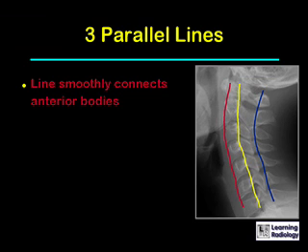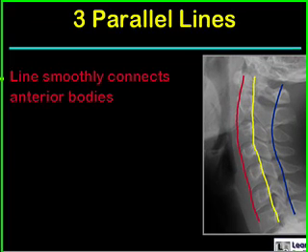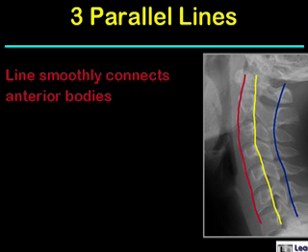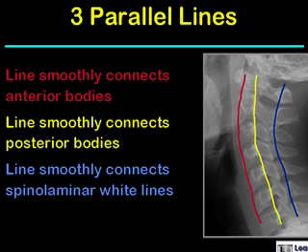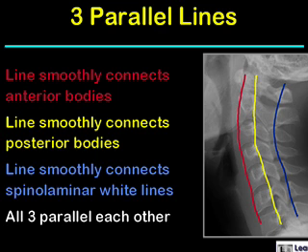Also important are the 3 parallel lines that you can imagine on every lateral view of the cervical spine. The red line should smoothly connect the anterior aspects of all of the vertebral bodies. The yellow line should smoothly connect the posterior aspects of all the vertebral bodies. And the blue line shown here should connect the junction between the spinous process and the lamina, called the spinolaminar white lines, in a smooth curve. All 3 of these lines should parallel each other smoothly.